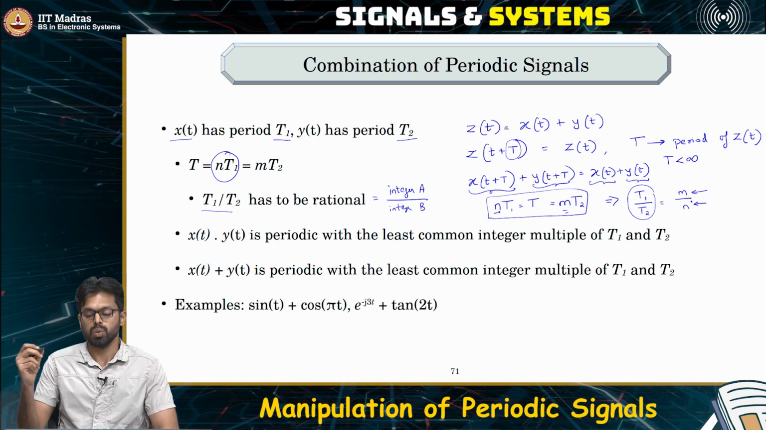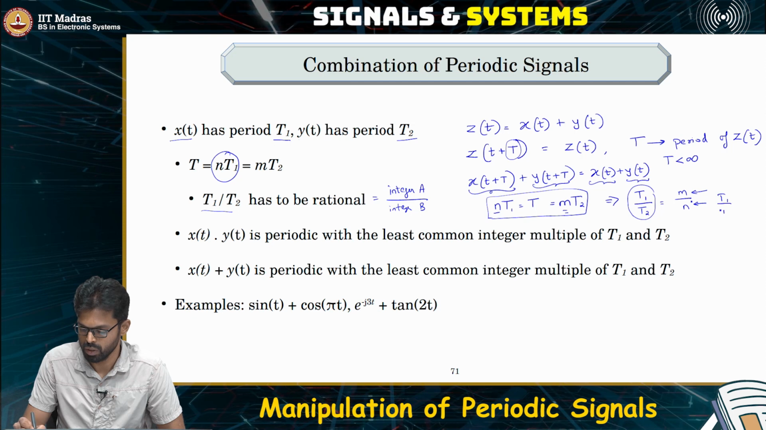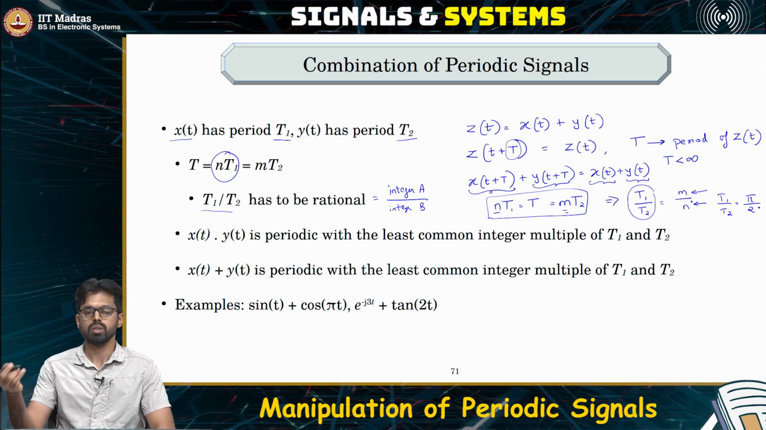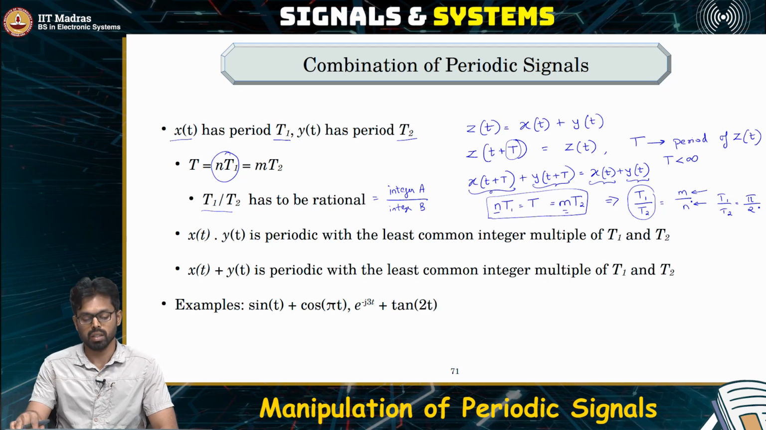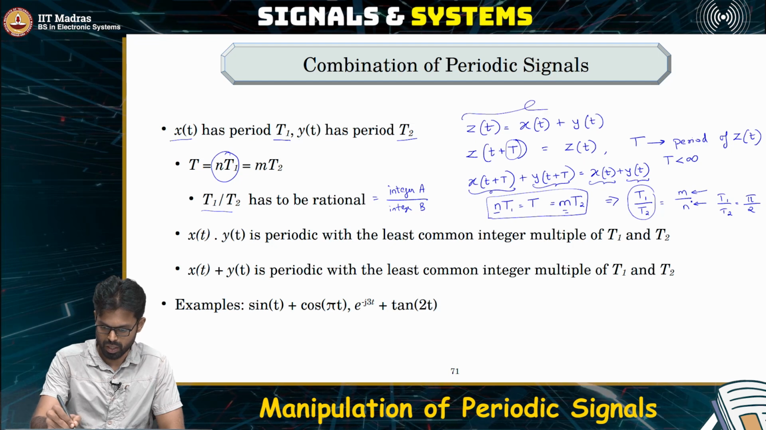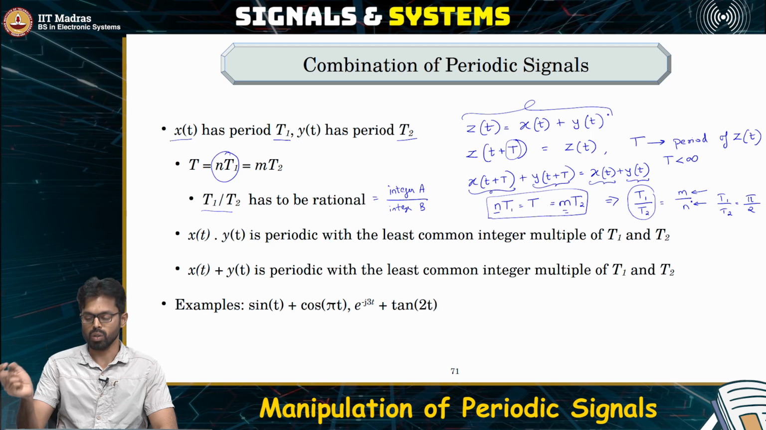If T1 by T2 is not rational, for example, let's say T1 by T2 turns out to be something like pi by 2, this is not a rational number. Hence, this signal we have here will be aperiodic if the ratio T1 by T2 is not rational.